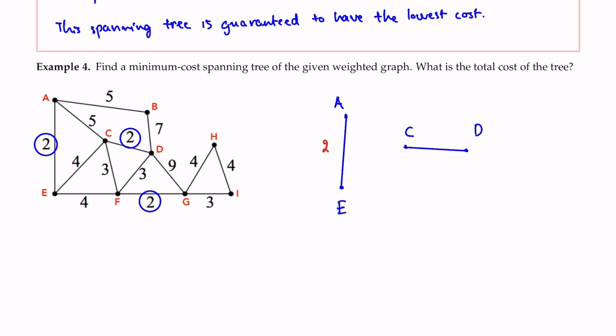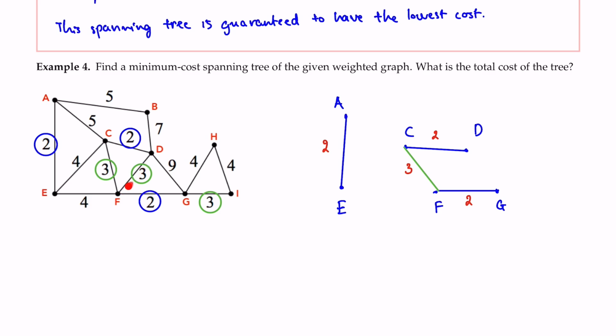The next one is F and G. I'm going to do that. So these edges have the weight of 2. Now the next number is going to be 3. So I see there's 3 here, there's 3 here, and there's 3 here. So the edge that connects C and F is going to have 3. So put C and F here, and the weight is 3.